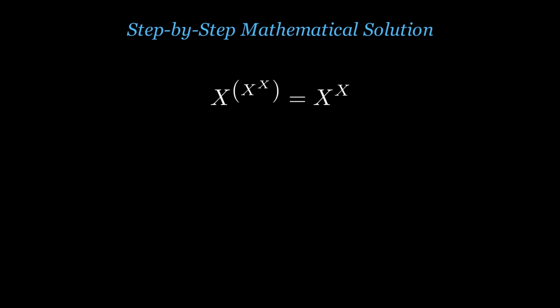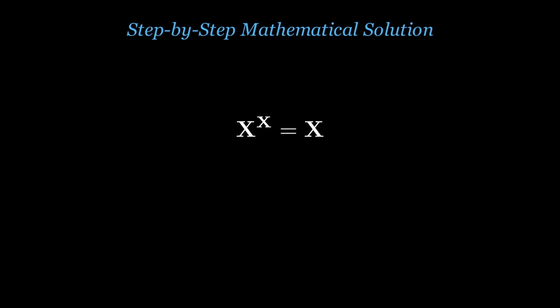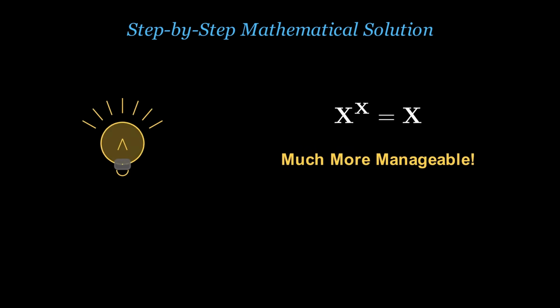Let's consider a crucial step. If x is not 0, we can divide both sides by x to the power of x. This leaves us with x to the power of x equals x. Now, this looks much more manageable, doesn't it? We're getting somewhere. What value of x makes this true?